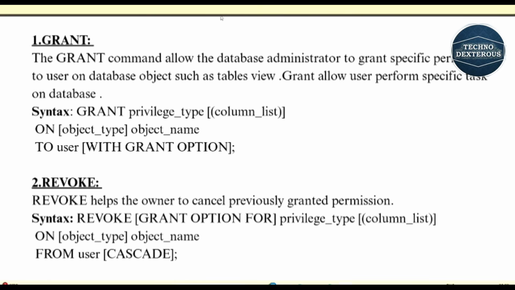Revoke. Revoke helps the owner to cancel previously granted permissions. When we grant permission to the user, then revoke helps to cancel the permission from the user. The syntax of the revoke is: revoke, in brackets grant option for, privilege type, column list on object type, object name from the user, in brackets cascade.